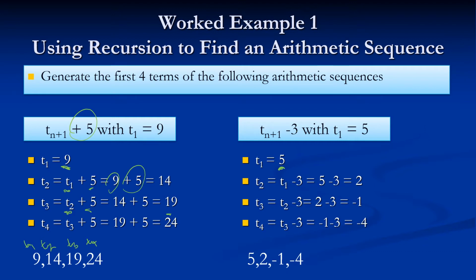So we said, well, the first term is 5. So we're saying 5 minus 3 equals 2. So T1 equals 5, T2 must equal 2. Now the second term was 2, and 2 minus 3, well, that's got to be negative 1, so that's term 3. And then for term 4, it's just that negative 1 minus 3, so that's term 4.